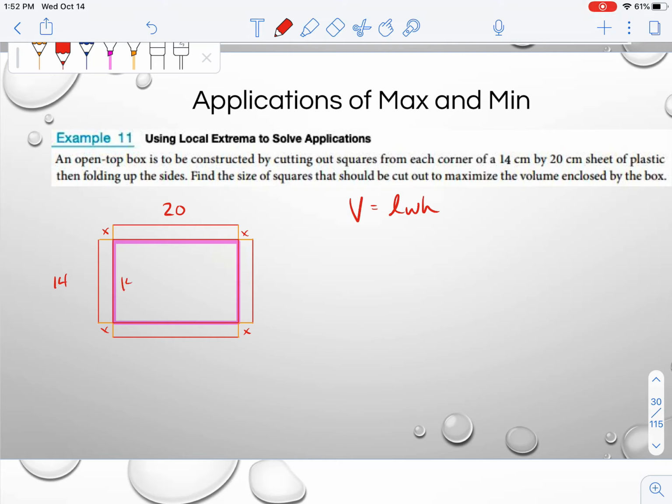So this 14, this side has to be 14 minus 2x, because I cut an x out here and an x out here from the original dimension of 14. And then this dimension is going to be 20 minus 2x. Okay, so when I fold this up, I'm going to have a box that's going to have a length, if you will, of 14 minus 2x, a width of 20 minus 2x, and a height of x. Now I can multiply this out, but unless it asks for it in standard form, it's really not going to help us out a whole heck of a lot.